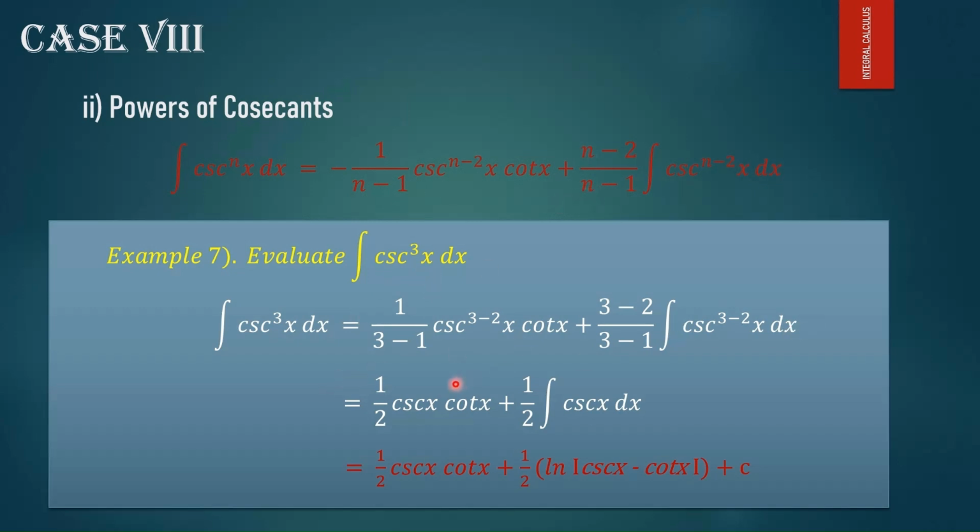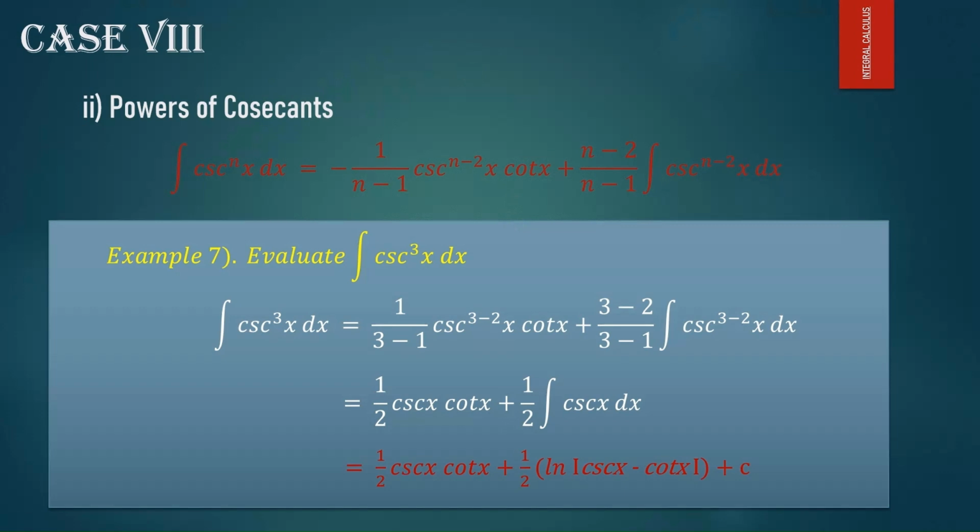And if we simplify, we get 1/2 of cosecant x cotangent x plus 1/2 the integral of cosecant x. And we know that the integral of cosecant x is just ln cosecant x minus cotangent x. So, the integral of cosecant cube x is just 1/2 cosecant x cotangent x plus 1/2 ln cosecant x minus cotangent x plus c. So, as you can see, mas mapapadali yung integration process using the power reduction formulas for secants and cosecant.